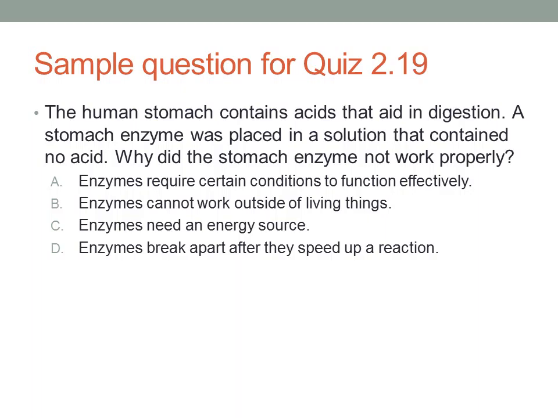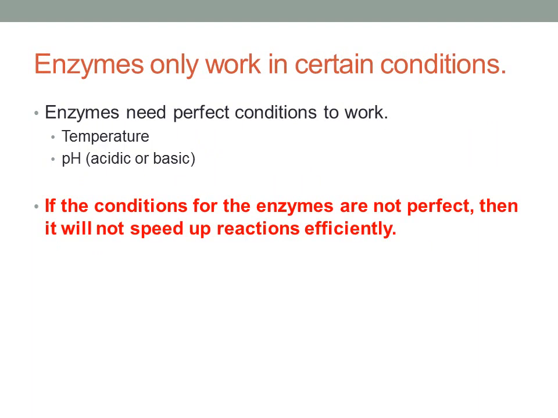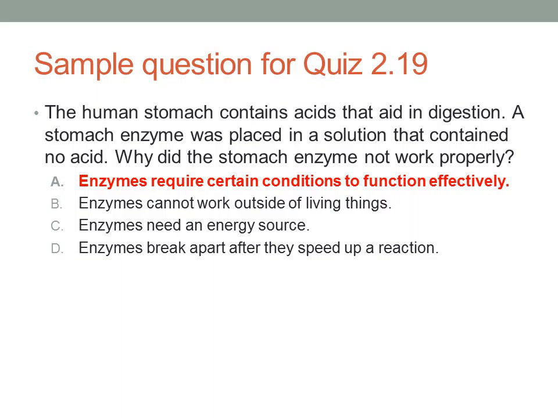So if we revisit the slide, we'll see that if conditions for an enzyme are not perfect, then it will not speed up reactions efficiently. We saw that the enzyme usually works in an acidic environment, but the stomach enzyme was placed in a solution that contained no acid, so we're changing its environment. So the best answer for this one would be A, enzymes require certain conditions to function effectively, and that's why the enzyme did not work properly.